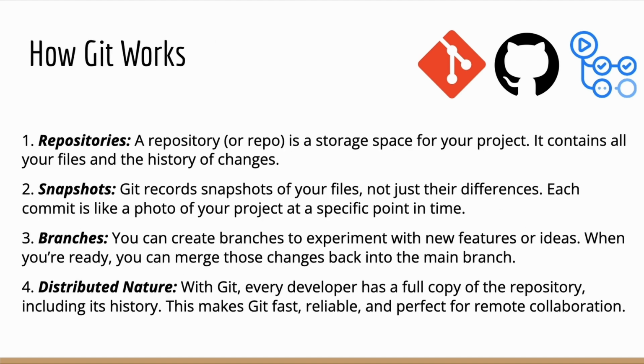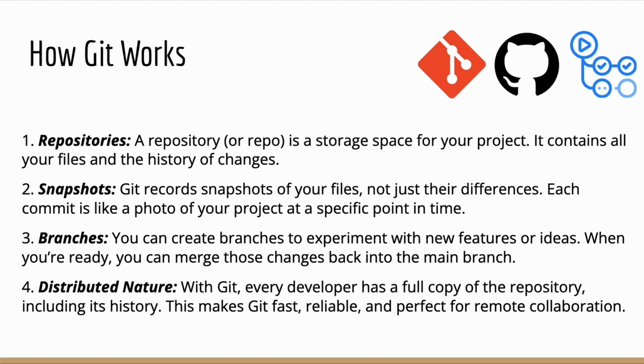Okay, so how does Git work? Well, let me go through some terminology for you. Git is made up of repositories, and a repository, or a repo for short, is a storage space for your project. It contains all your files, all the code that creates whatever it is you're creating, as well as a history of those changes. So all those older versions of your code, they all exist within this repository.